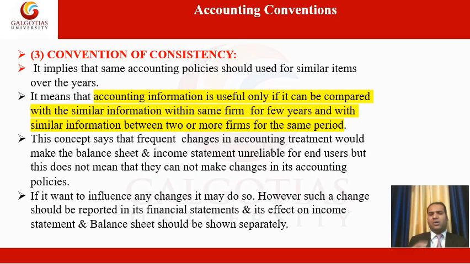Students, the third important accounting convention is the convention of consistency. What does it mean, guys? It implies that the same accounting policies should be used for similar items over the years. It means that accounting information is useful only if it can be compared with similar information within the same firm for a few years and with similar information between two or more firms for the same period.